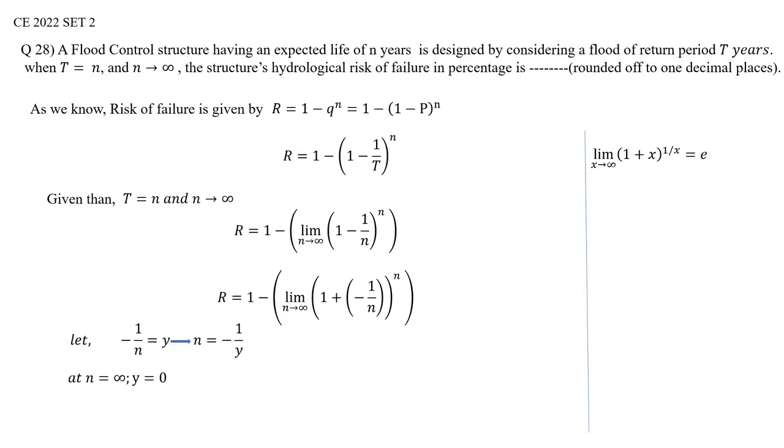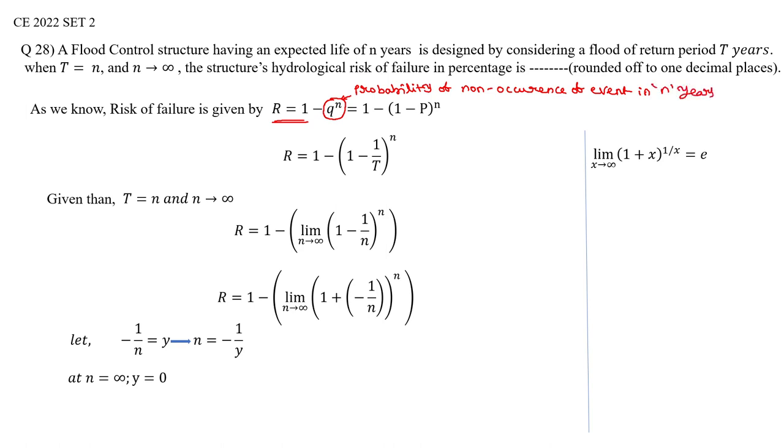We know this, which I have shown you: risk r equals 1 minus q power n. This q power n is the probability of non-occurrence of the event in n years.